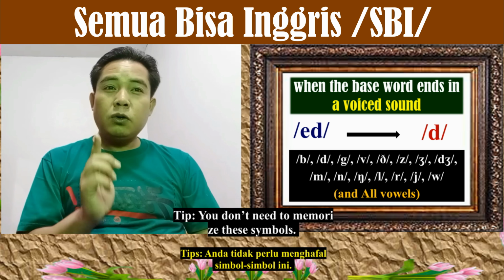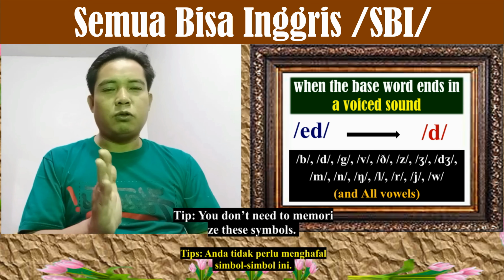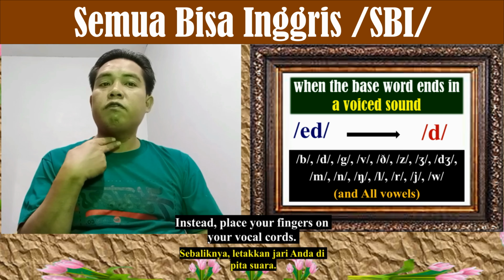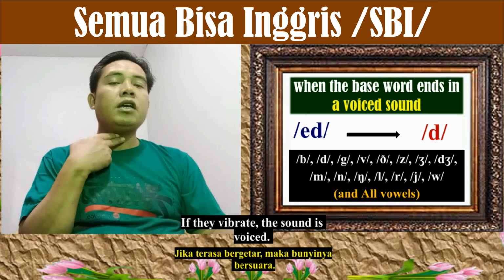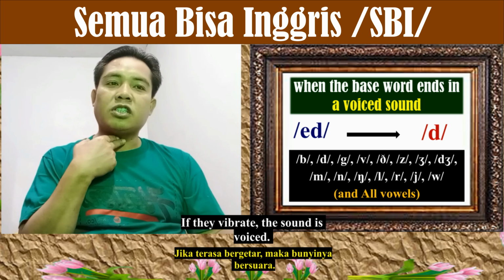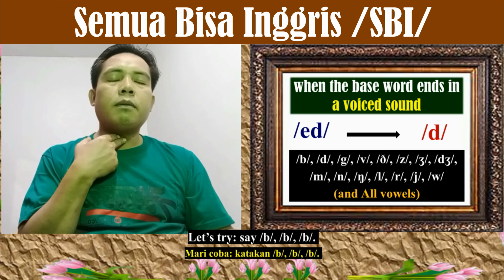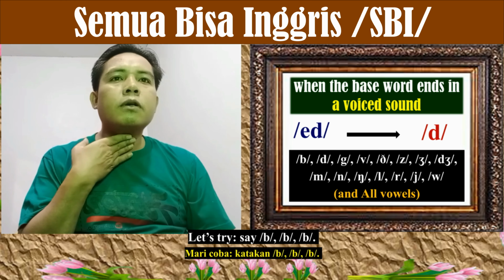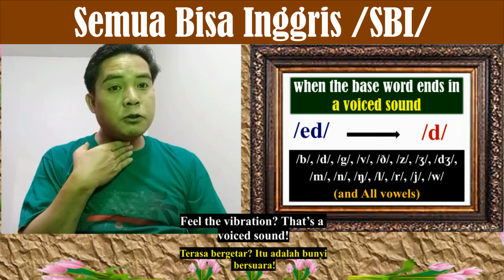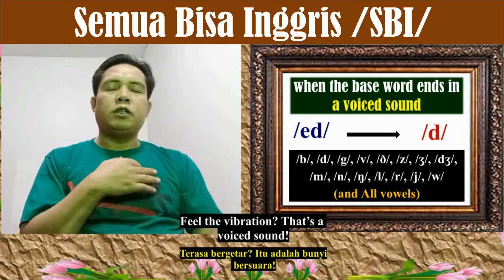Tip. You don't need to memorize these symbols. Instead, place your fingers on your vocal cords. If they vibrate, the sound is voiced. Let's try. Say b, b, b. Feel the vibration? That's a voiced sound.